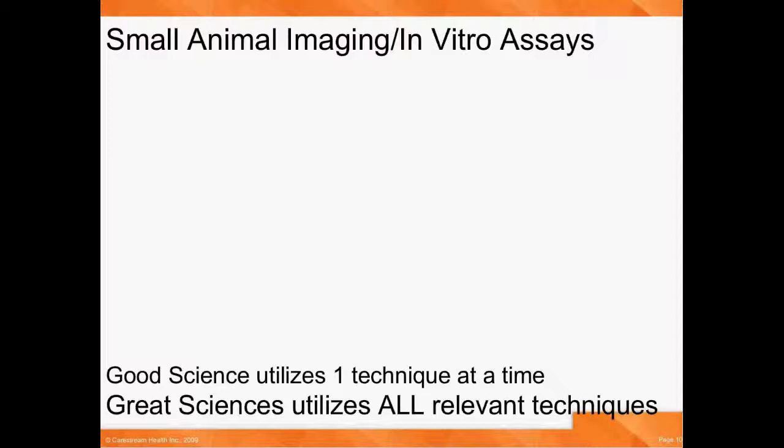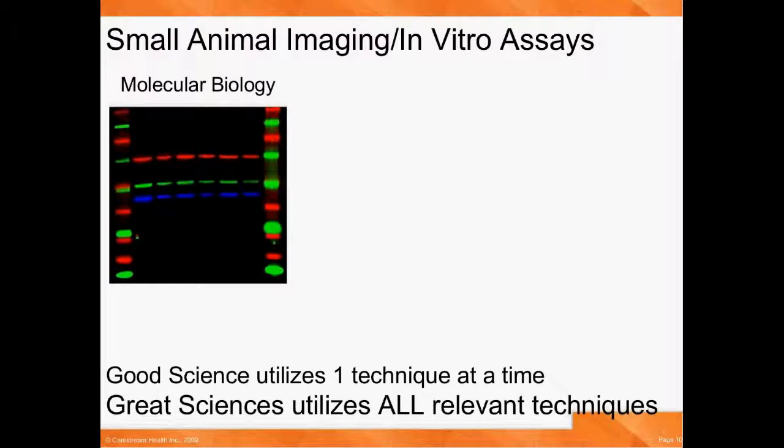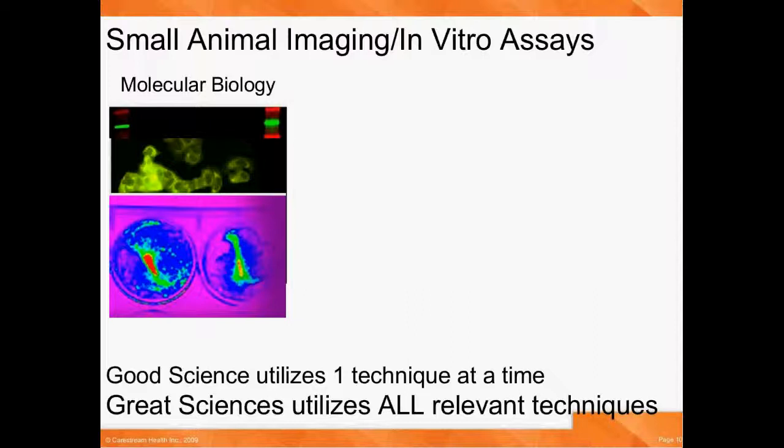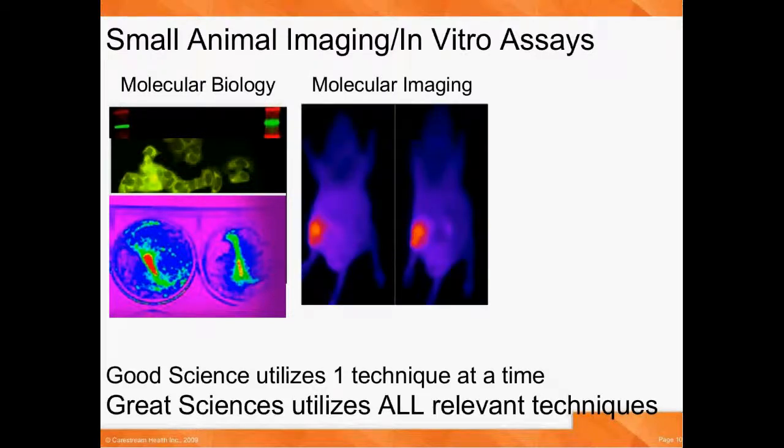The reason it's great is that great science utilizes all the relevant techniques that you can bring to bear on a question, whereas good science only utilizes one technique at a time. Molecular biology will still have to be done. You'll have to continue to do Western blots, perhaps multiplex Western blots, in vitro fluorescence microscopy, as well as in vitro cell-based assays. However, molecular imaging becomes another approach to study the biological questions of interest.